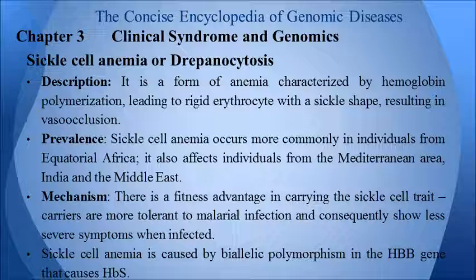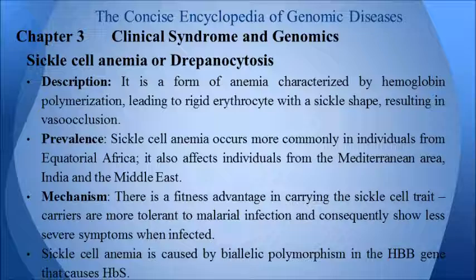Sickle cell anemia, or drepanocytosis, a form of anemia characterized by hemoglobin polymerization leading to a rigid erythrocyte with a sickle shape and resulting in vaso-occlusion. Symptoms usually start during childhood. Sickle cell anemia occurs more commonly in individuals from equatorial Africa. It also affects individuals from the Mediterranean, India, and Middle East. The geographical area is shared with malaria, providing a fitness advantage.